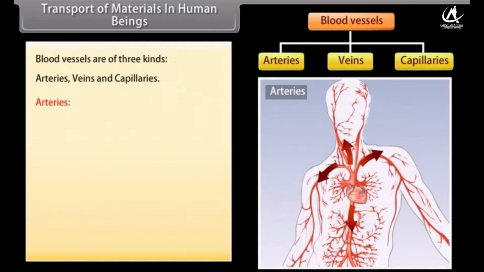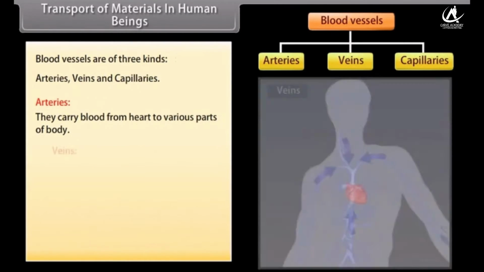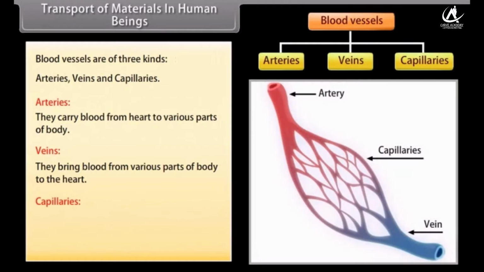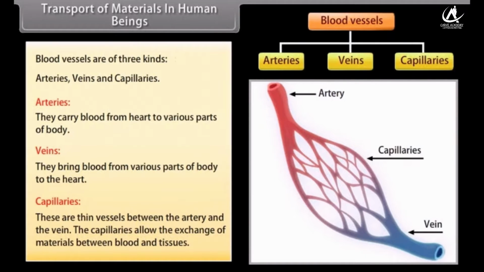Arteries. They carry blood from heart to various parts of the body. Veins. They bring blood from various parts of the body to the heart. Capillaries. These are thin vessels between the artery and the vein. The capillaries allow the exchange of materials between blood and tissues.